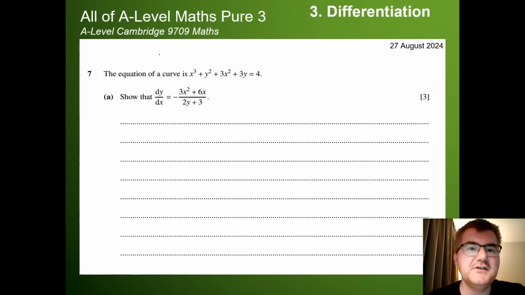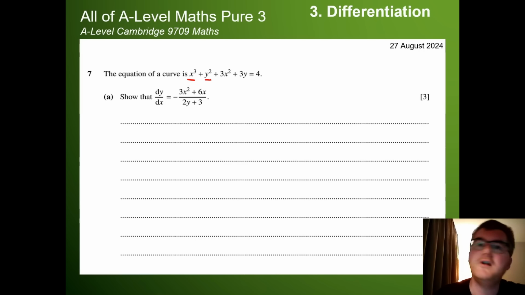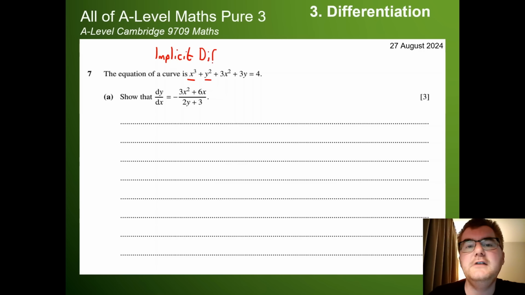Right, on to question 7, slightly different here. So we've got an equation of a curve. Now notice this is in x's and y's, so it's not just y equals. So we've got it in terms of x's and y's. So that means we're going to have to use a process called implicit differentiation in order to differentiate this, which is a fairly easy process. It's just to be aware that this is going to happen.